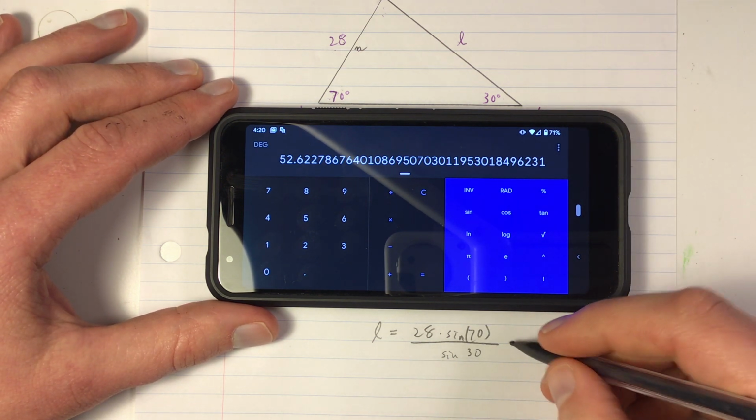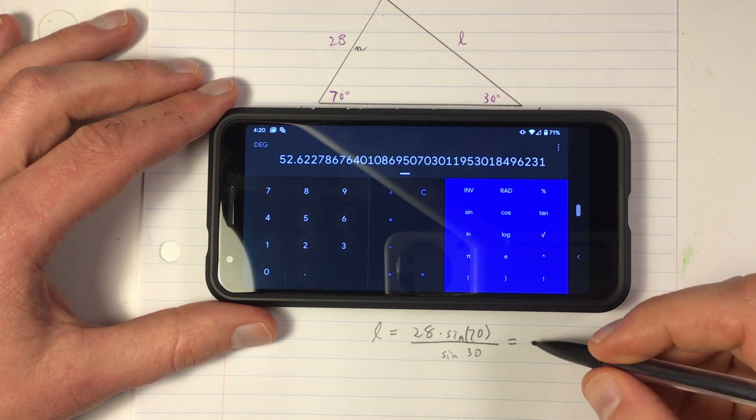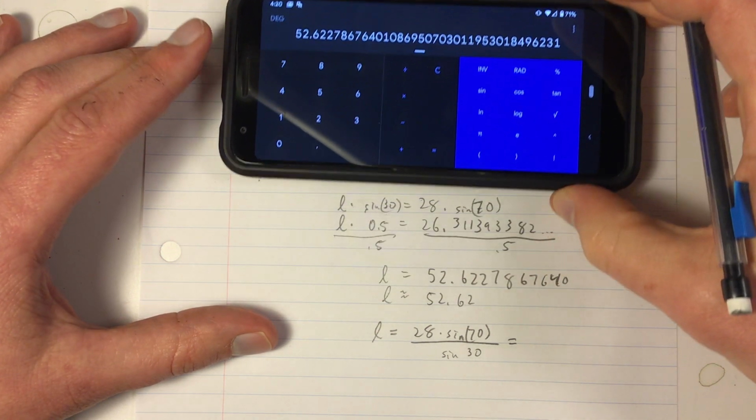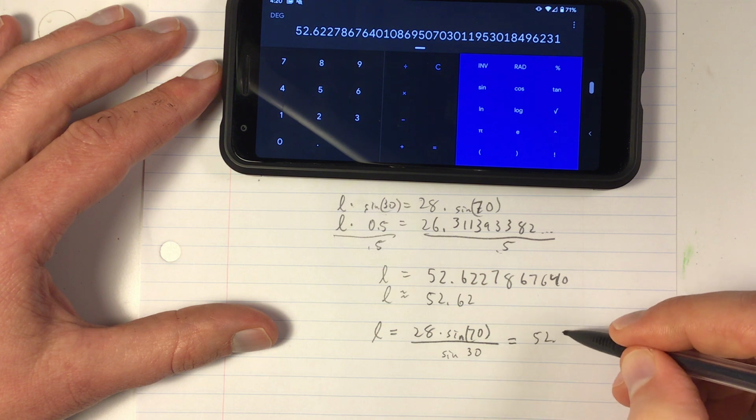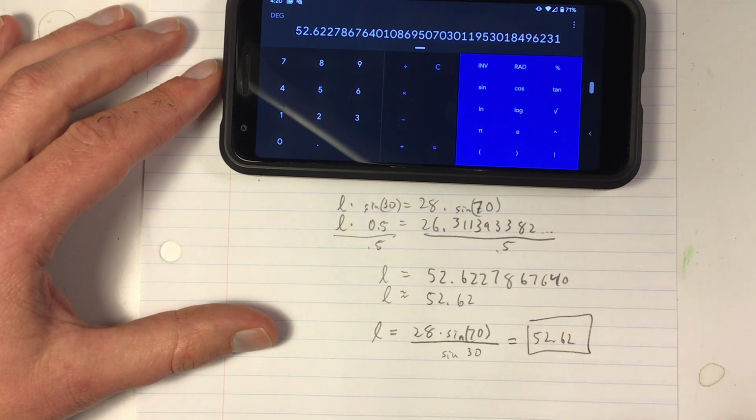So if you like doing it this way better and going straight to the answer, that's fine. If you like doing all the intermediate steps up here, that's okay too. There you go, law of sines. Good luck.